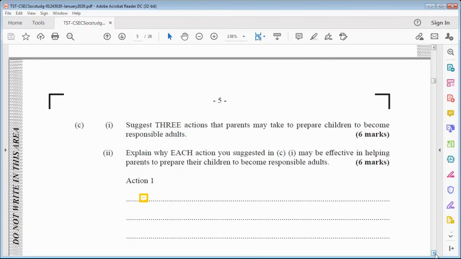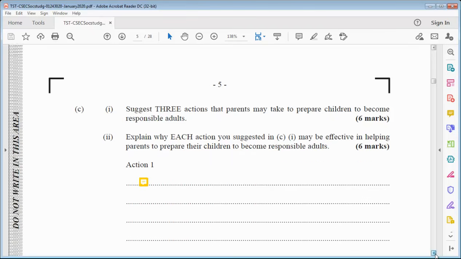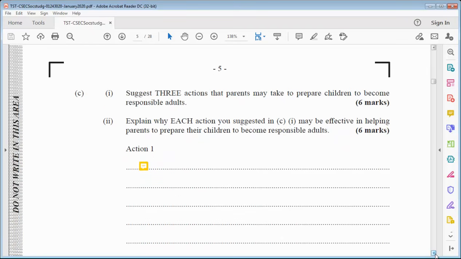So very, very important. And then part two says you're going to explain why each action you suggested in C, the first part, may be effective in helping parents to prepare their children to become responsible adults. And that is worth 6 marks. So this is where your explanation comes in. So first, let us suggest three actions.